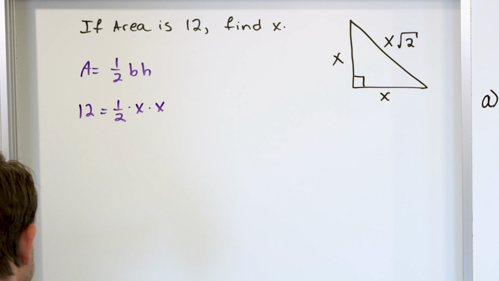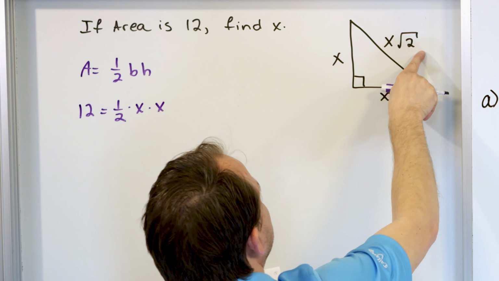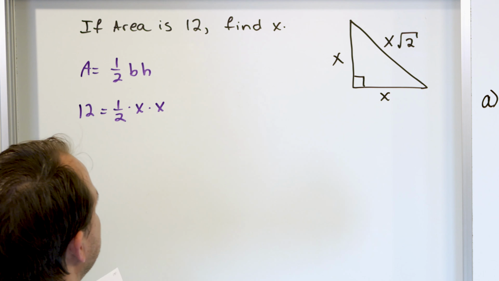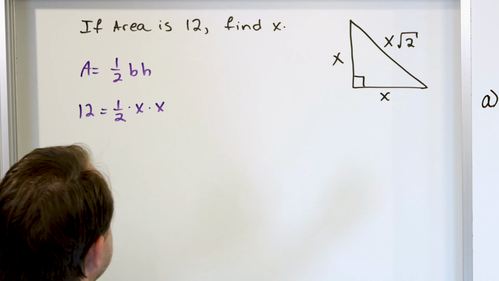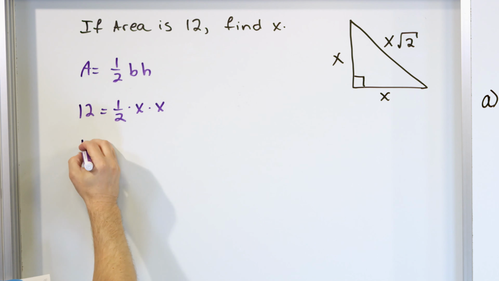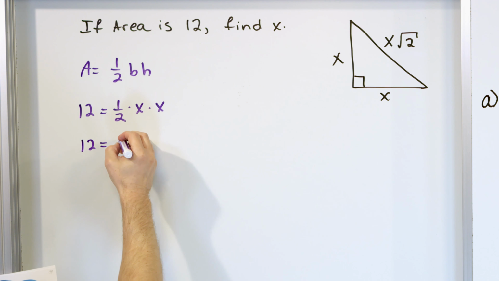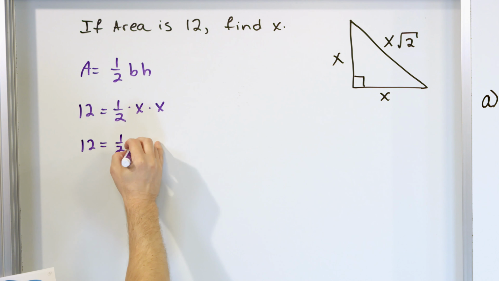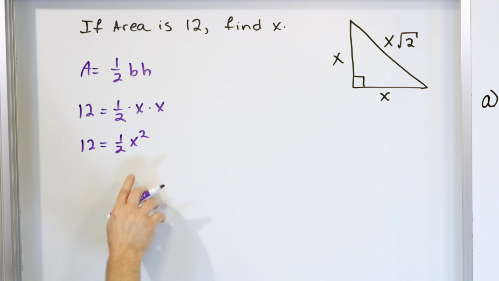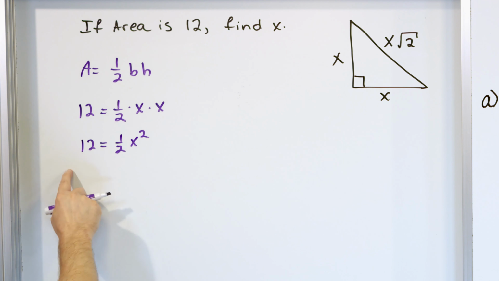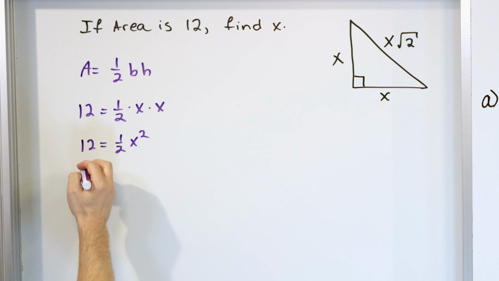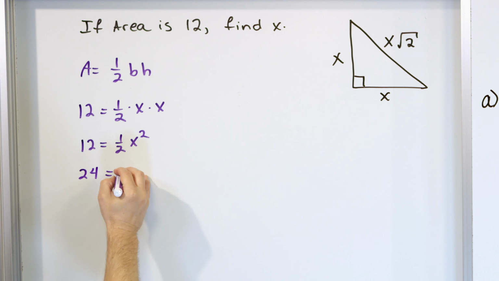And so at this point in the game, there's nothing to do with the square root of 2. We don't need that square root of 2 anywhere. This is a simpler problem than it initially looks. So let's go ahead and multiply this out. 12 is equal to 1/2 times x squared. Right? So how do we solve for x? We have to multiply both sides by 2. So if we multiply this by 2, we'll get 24. On the right-hand side, we'll just still have the x squared.